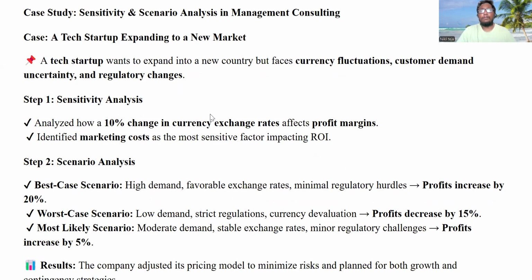So by using scenario analysis, we can predict the future. By using sensitivity analysis, we can identify the most influential variable or most influential factor, right? Results: the company adjusted its pricing model to minimize risks and planned for both growth as well as contingency strategies. So basically, by using sensitivity as well as scenario analysis, businesses can do risk mitigation strategies. They can plan, devise, and employ some strategies, as well as investment risk mitigation strategies, and for business expansion also. That is the reason why management consultants use sensitivity as well as scenario analysis for market expansion, mitigating investment risks, devising different strategies, and all those things.